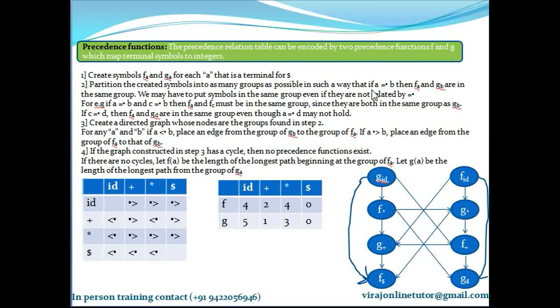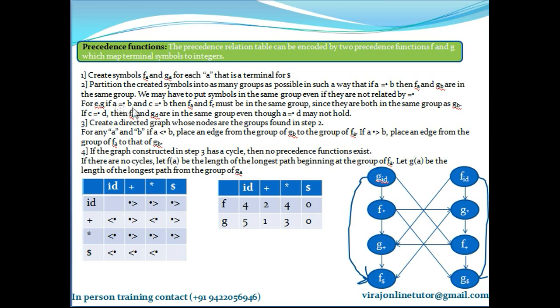So if there are two terminals which are equal, then place f of a and g of b into one group. As a small tip, please remember in this entire stuff that f is on the left and g is on the right. So if a is equal to b, put f of a and g of b both into a single group. If C is equal to B, put f of C and g of B in one group.